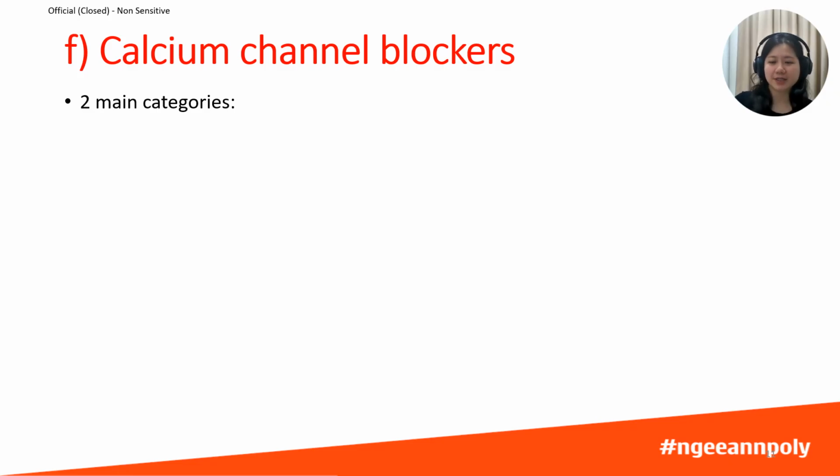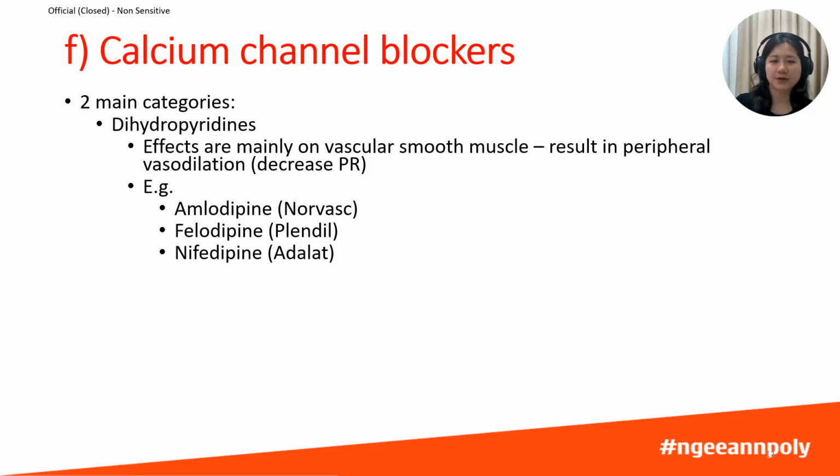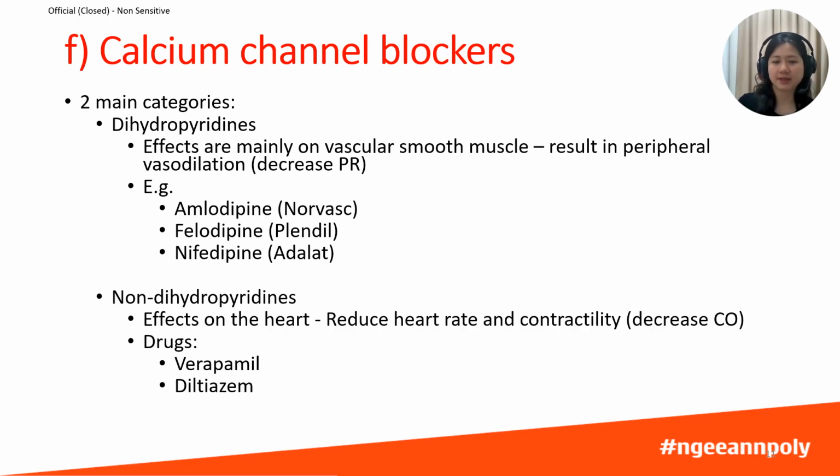There are two main categories of calcium channel blockers. First one is dihydropyridines, whose effects are mainly on the vascular smooth muscle, and it results in peripheral vasodilation. Thus, it decreases the peripheral resistance. Examples of dihydropyridines are amlodipine, felodipine, nifedipine. The other category is non-dihydropyridines, which exert their effects on the heart. So they reduce heart rate and the contractility of the heart, thereby decreasing the cardiac output. Non-dihydropyridines consist of verapamil and diltiazem.